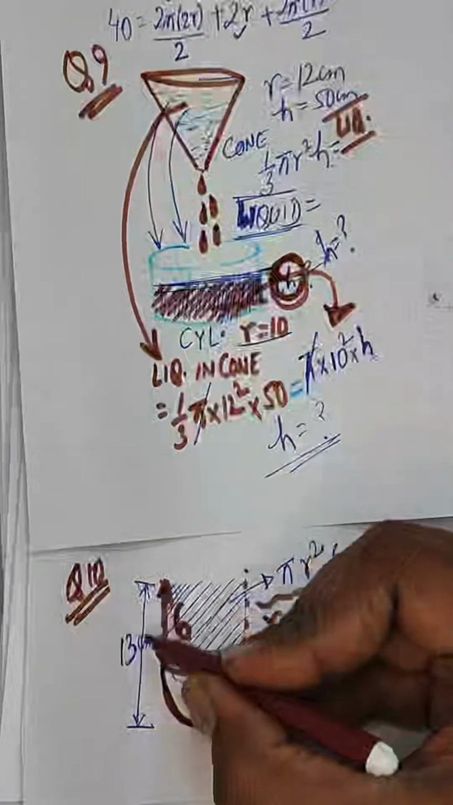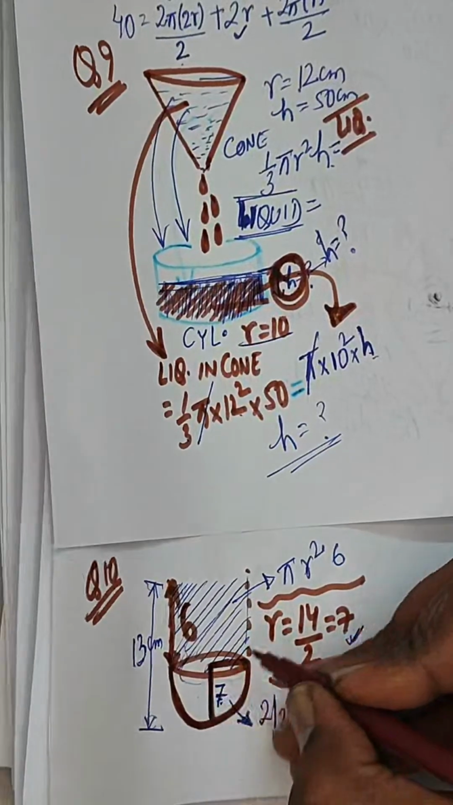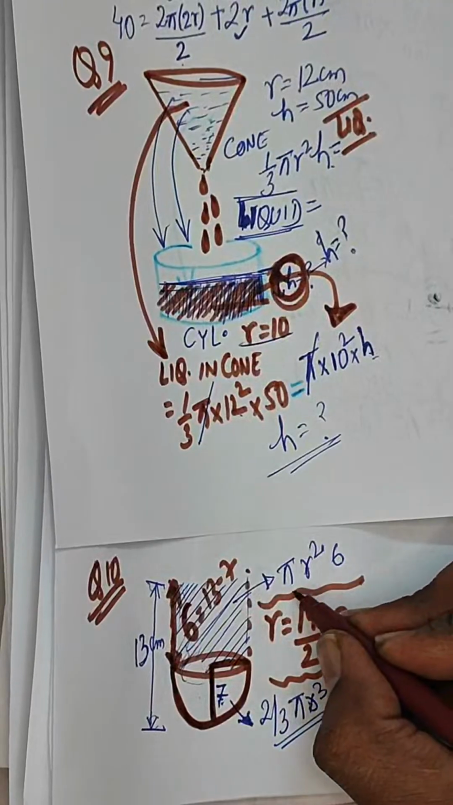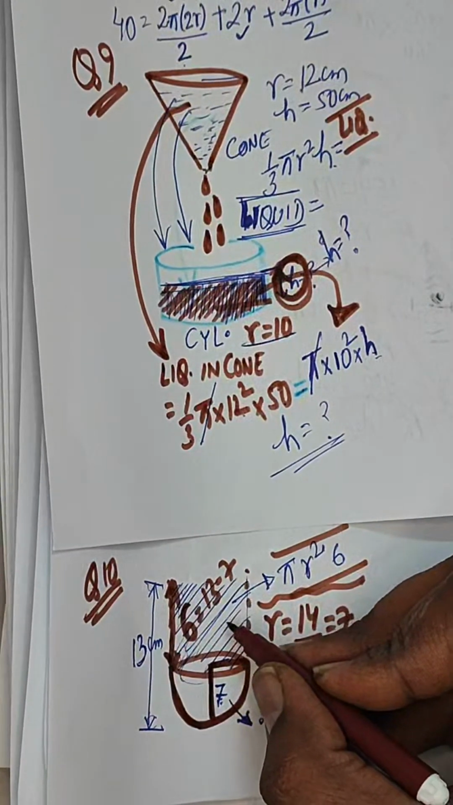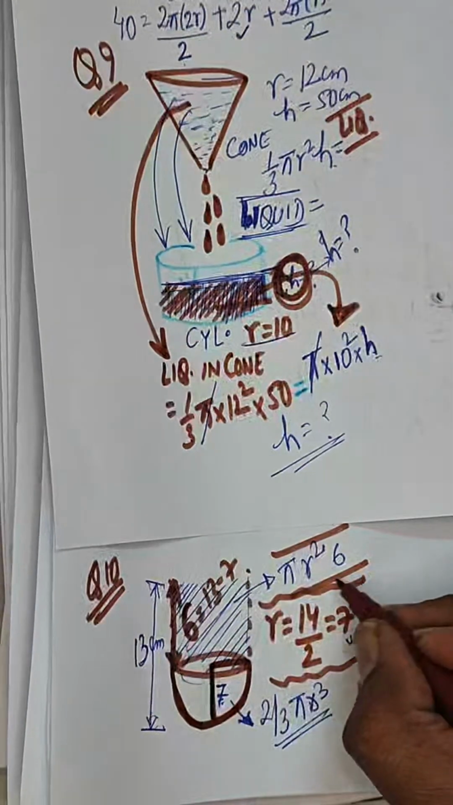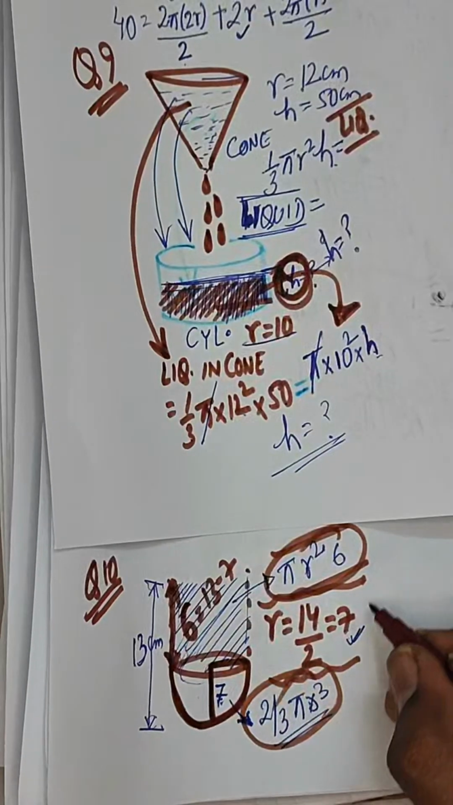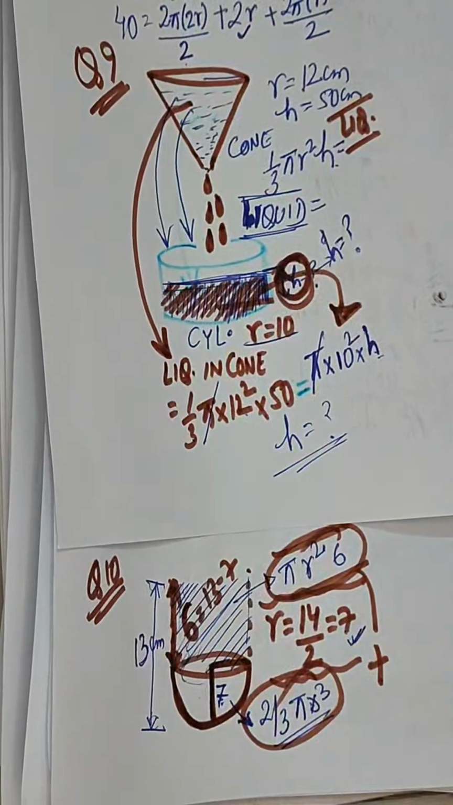Why? Because 13 is the total height, 13 minus this radius, the height of the bowl, right? 13 minus 7 is 6, right? So pi r square into 6 will give you the volume content of this cylinder. Just solve it and then add to get the total content capacity of the vessel.